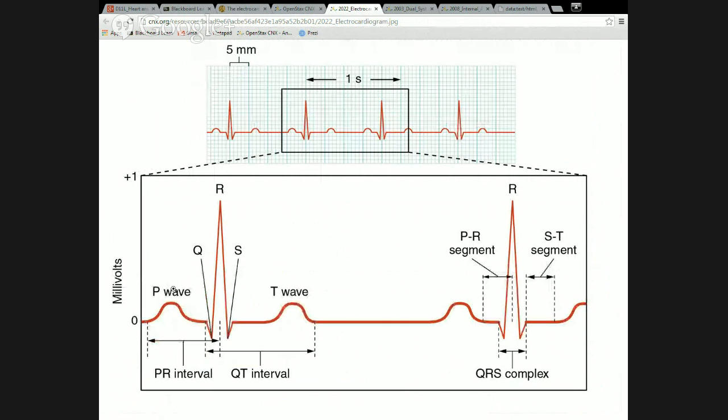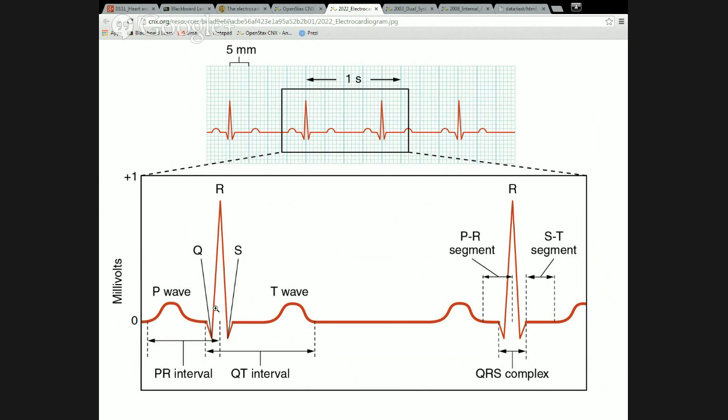In this strip up at the top, we see four events that all look the same. That represents four different heartbeats. Down below, they're showing us two, and the first one is labeled, telling us what we call the different waves on the EKG trace, when the pen moves.